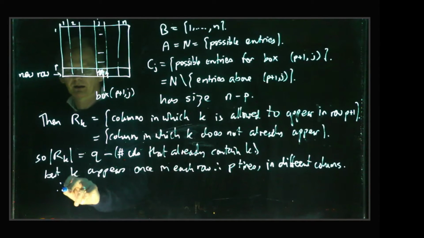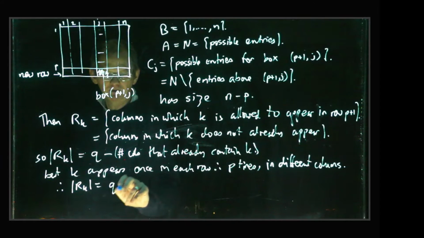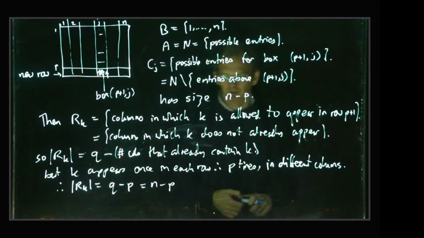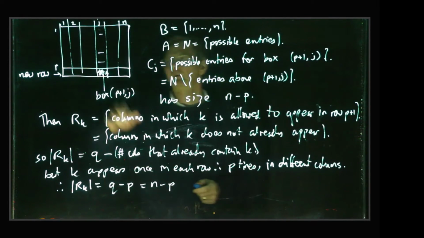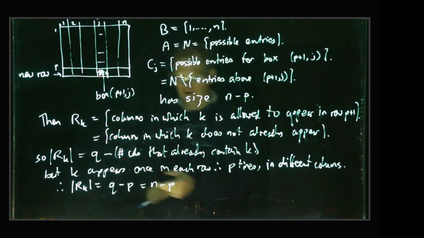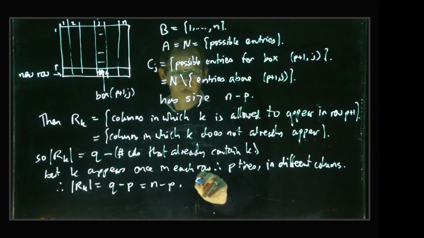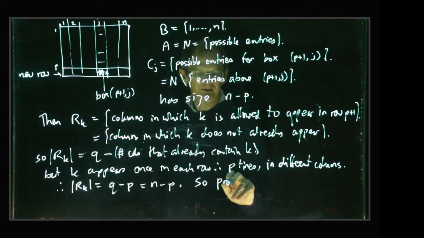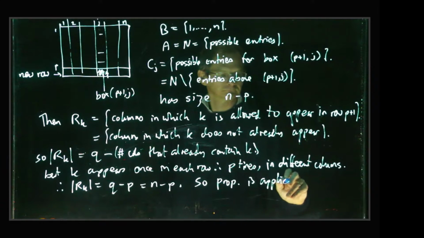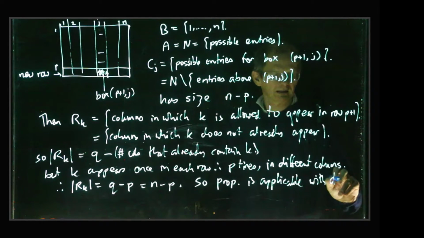So we're seeing that the size of RK is going to be Q minus P, which is N minus P, because Q equals N by assumption. We said we were looking at a Latin rectangle of maximum possible width, so Q is equal to N. So that means the proposition is applicable with D equal to N minus P.